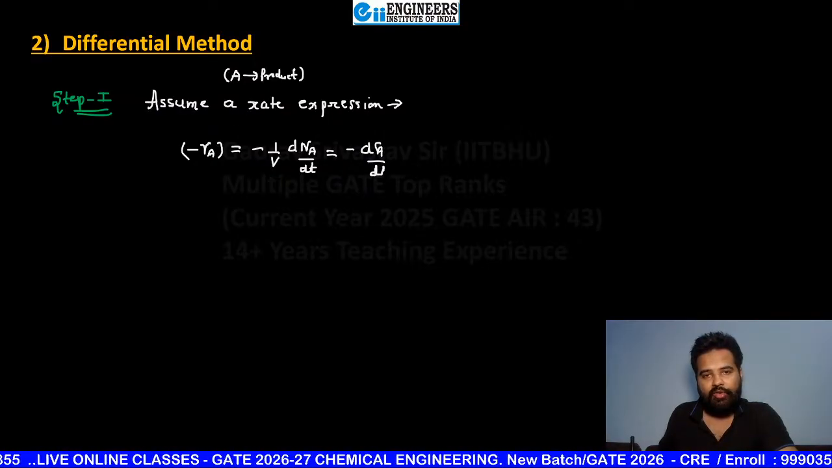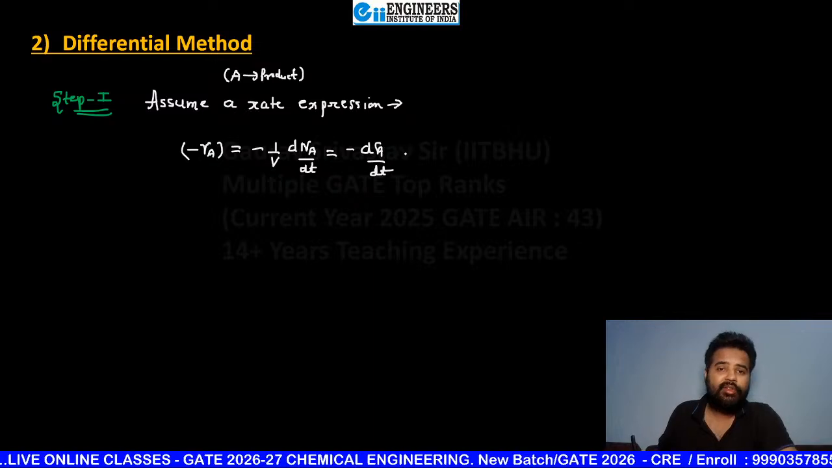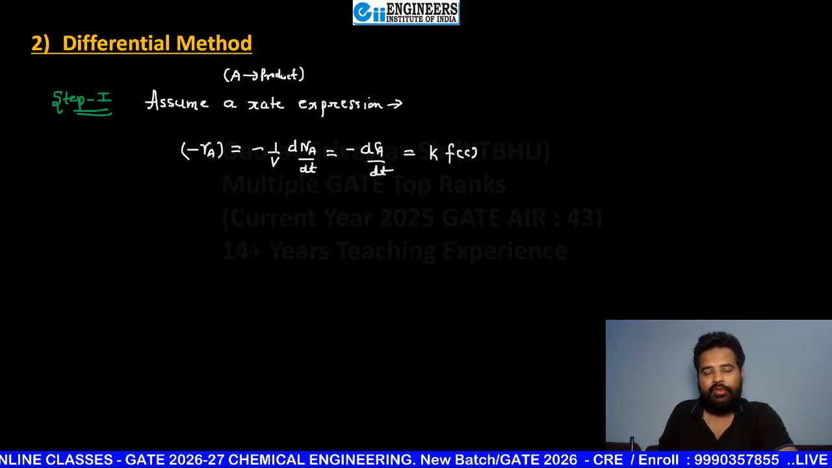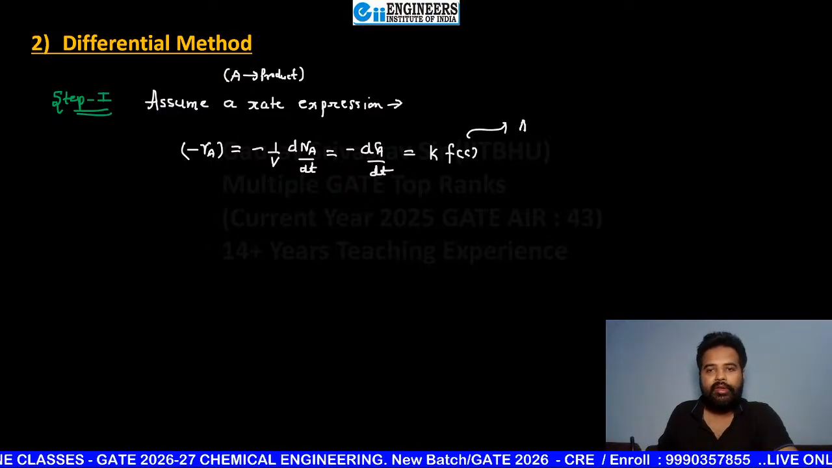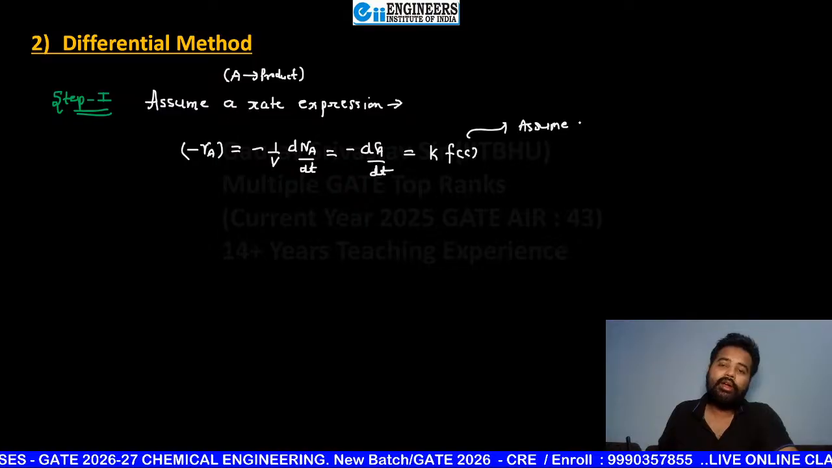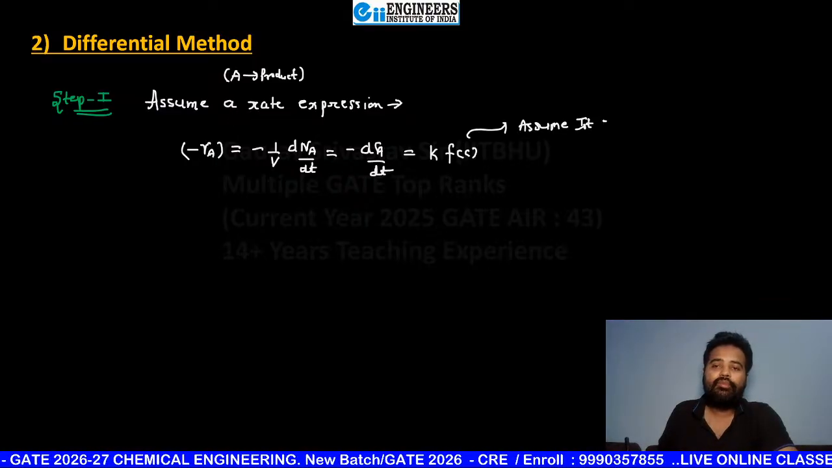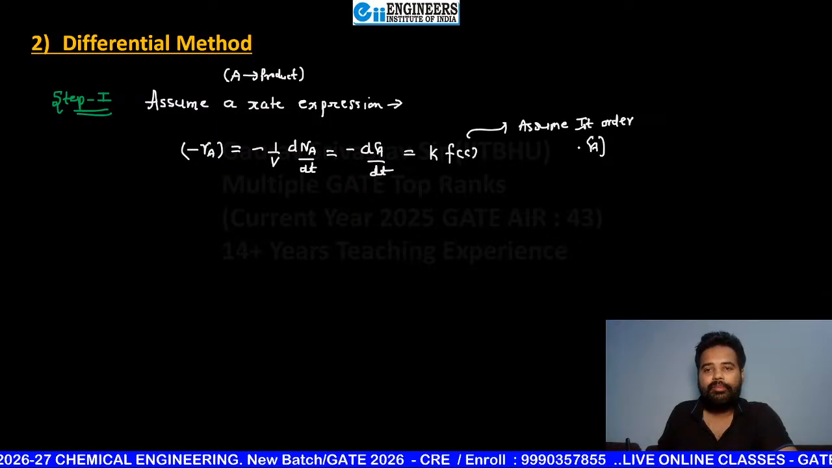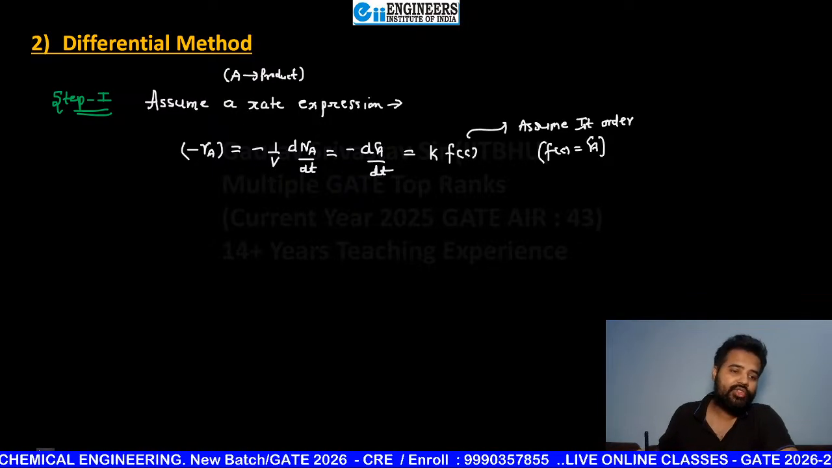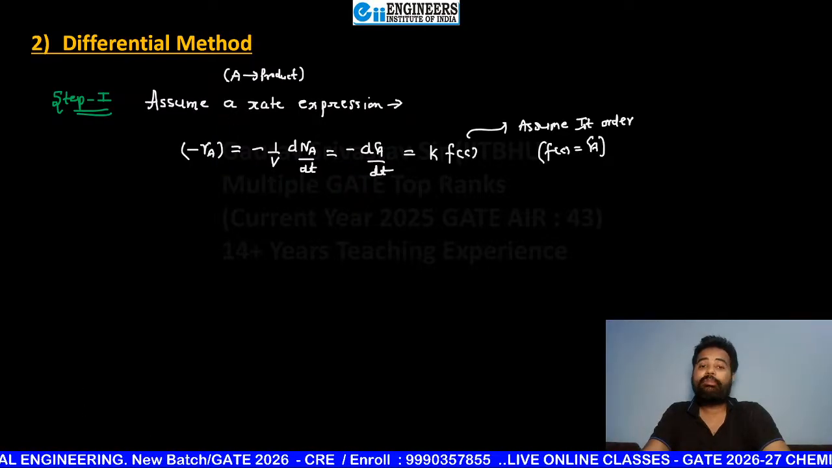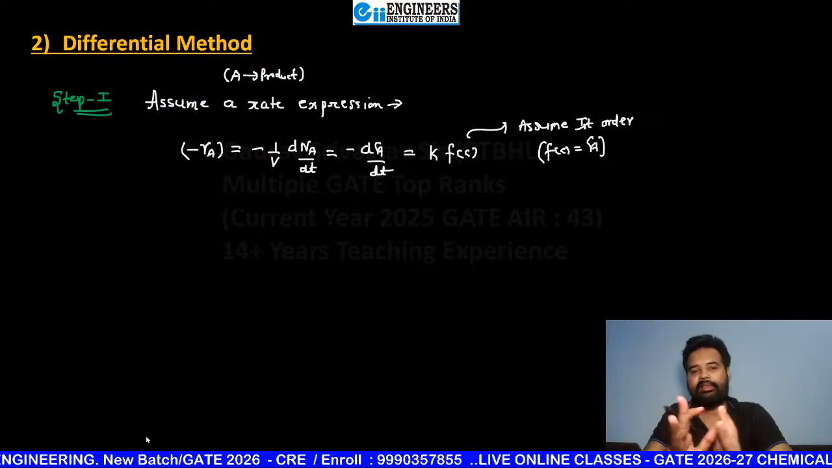or you can write, if it is a liquid phase reaction or a gas phase reaction where no moles are increasing or decreasing, then minus dC by dt is equal to K times a function of concentration. Suppose again you are assuming first order. That means here you have to write CA. Okay, so this is your step number one. Step number one is the same as you had seen in the previous case, the integral method.